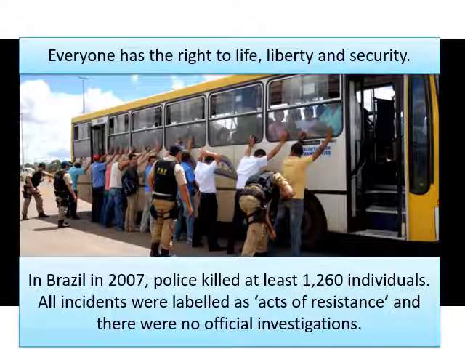So here's the first one here. And this is in 2007, Brazil. There were lots and lots of people who were killed by the police, and it would appear that they were killed for no reason. So these guys here were just pulled off this bus and killed by the police. However, the police have done absolutely nothing to investigate what these police officers did, and they were just labelled as acts of resistance, as in the people on that bus were causing a problem and not doing anything to help the police, and so the police were in their right to kill them. Now that breaks the human rights that you can see at the top where it says everyone has the right to life, liberty and security, because obviously these people didn't have the right to life.